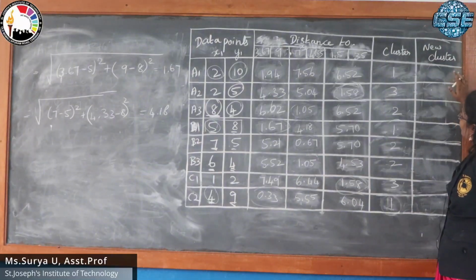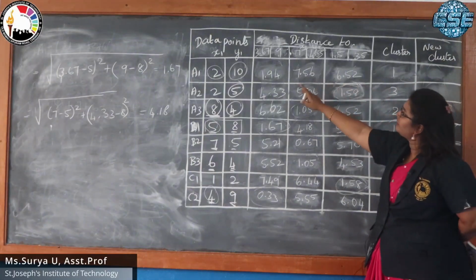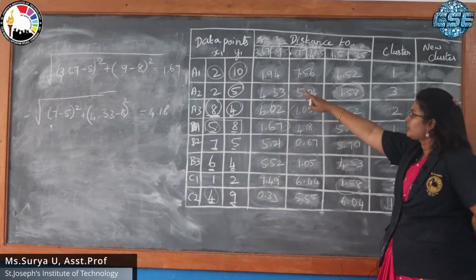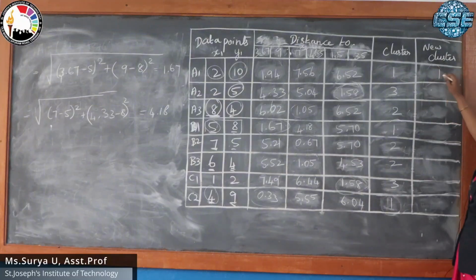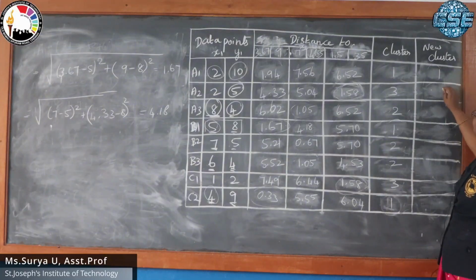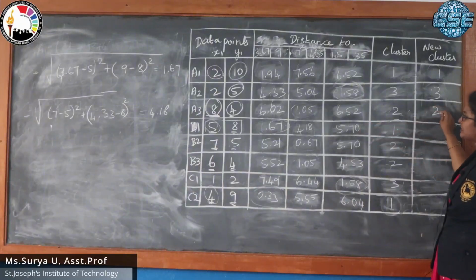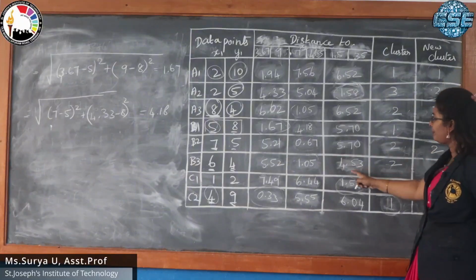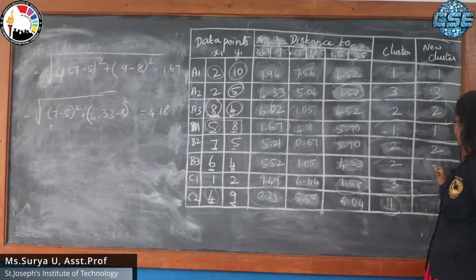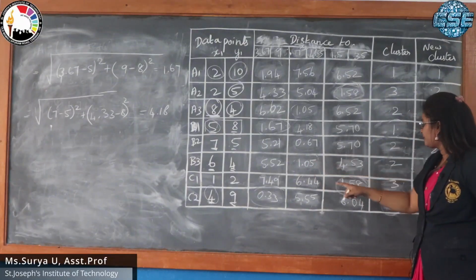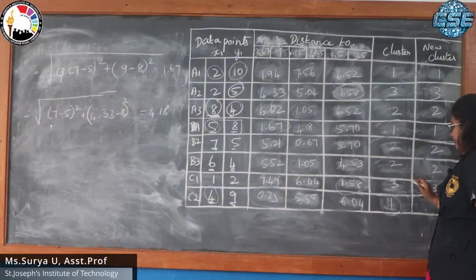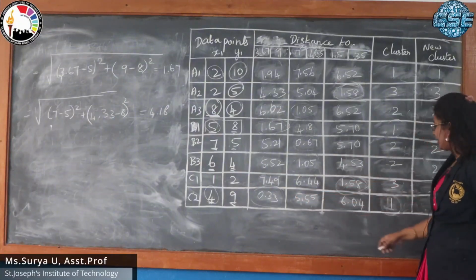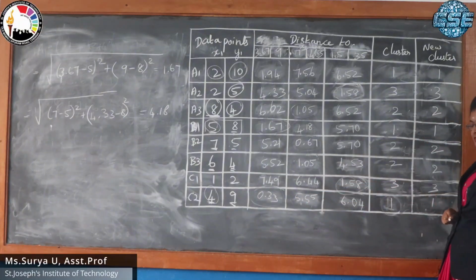Okay, so now you find the cluster point. This is the smallest, minimum value. So the first one is the minimum value, so it belongs to the first cluster. The second one belongs to the third cluster. Here it belongs to the second cluster. And here it belongs to the first cluster. And these three values belong to the second cluster. Comparing these three values, it again belongs to the second cluster. Comparing these three values, it belongs to the third cluster. From these three values, it belongs to the first cluster, right?